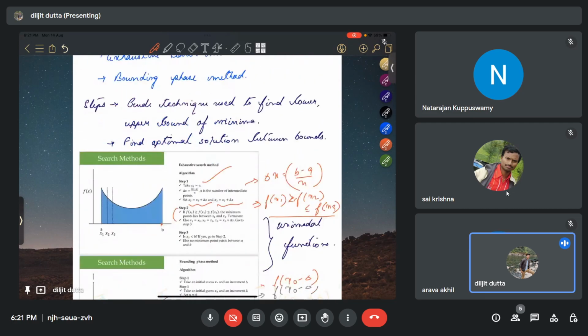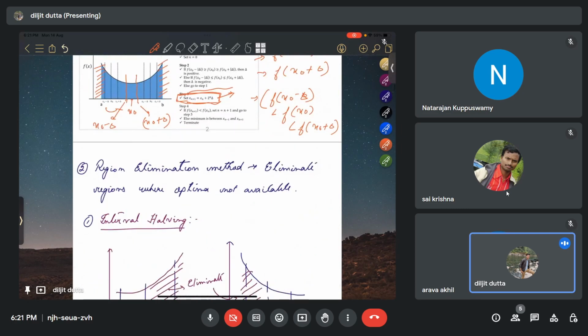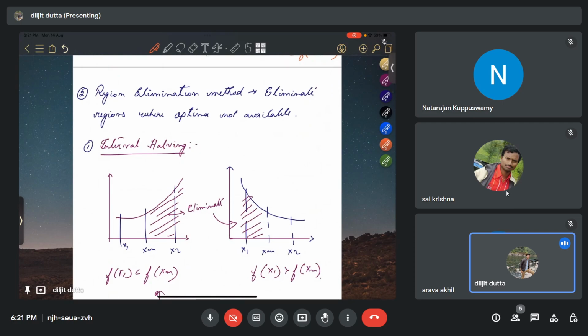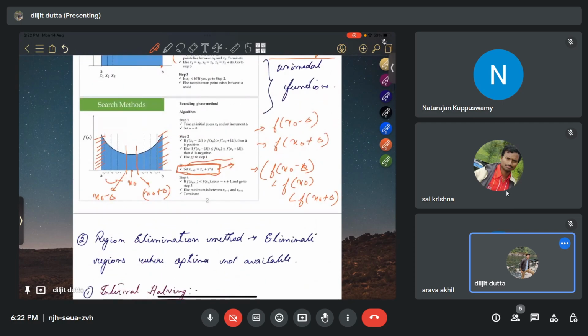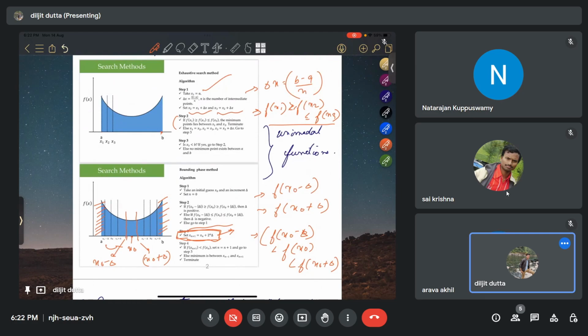Okay, so these are the two bracketing methods, which are crude optimization techniques. It takes a lot of time. And one more thing, these methods are applicable only to unimodal functions. They are not applicable to bimodal or multimodal functions. Unimodal means there is only one maxima or one minima.